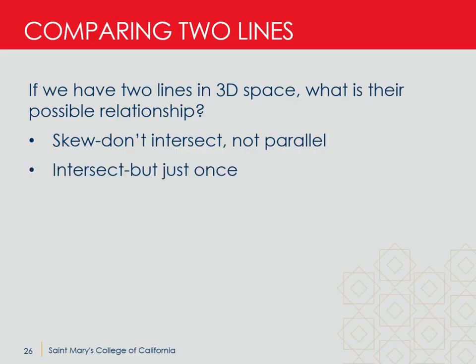Another possibility is that they do intersect. So they're not parallel. If you imagine you have your two pens, putting one on top of the other, they would have some kind of point of intersection, but just one.